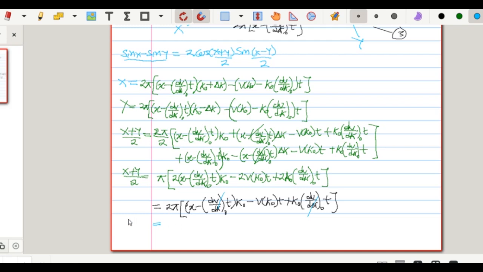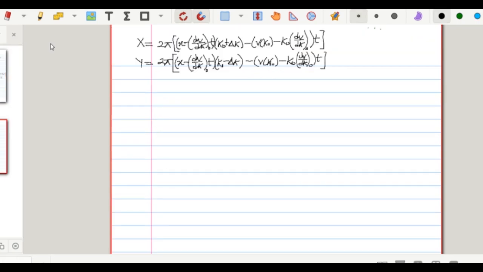So which means we are going to have x plus y over 2 finally to be equal to 2 pi into x k naught minus v k naught of t. So that is the value of this. So we are going to be solving the same thing for x minus y, and then when we have it, we are going to come back to substitute it into this formula. So now we are going to be subtracting y from x over 2.